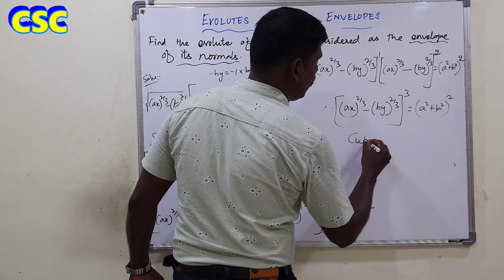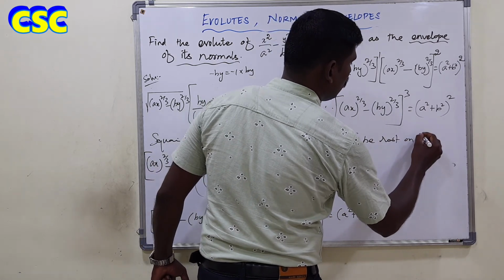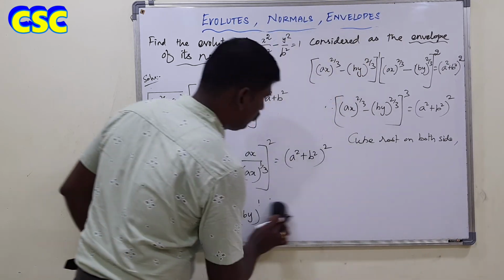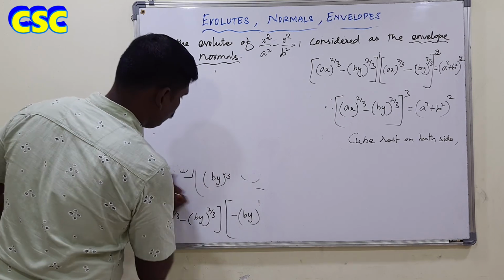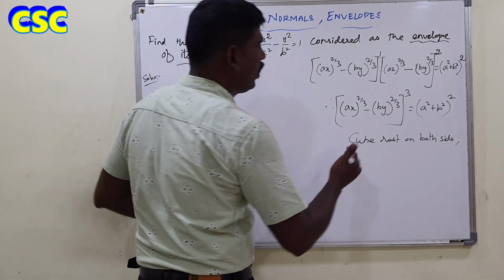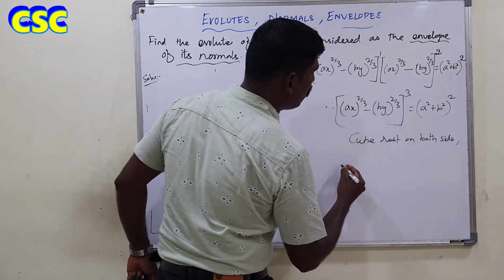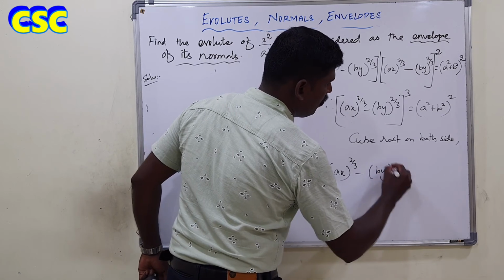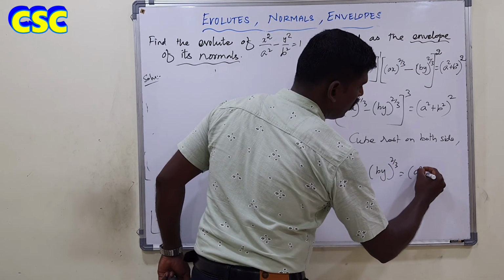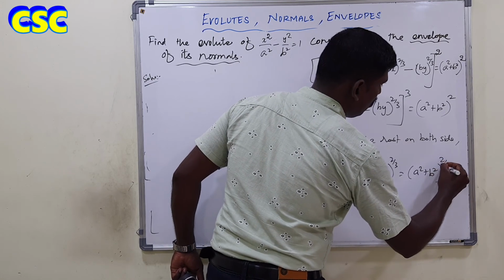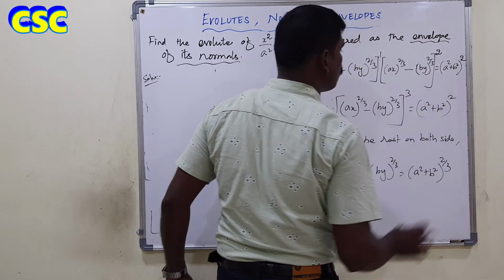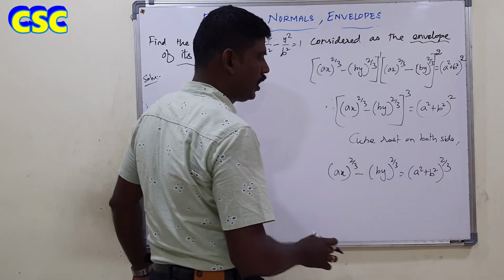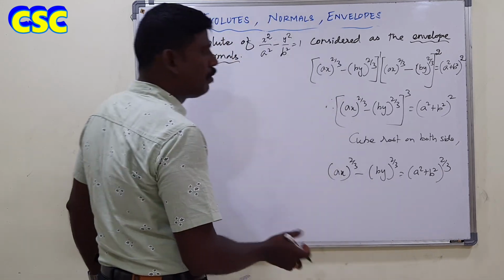Taking cube root on both sides. So taking cube root on both sides, what will you get? This 3 becomes 1 by 3 when it goes to the right hand side. So ax power 2 by 3 minus by power 2 by 3 is equal to a square plus b square to the power 2 by 3. This 3 goes to the numerator, it becomes 1 by 3. Or taking cube root, this 3 will be eliminated. This becomes 2 by 3. Okay? Right? So this is the envelope of 2.